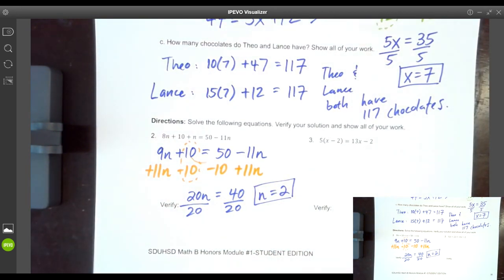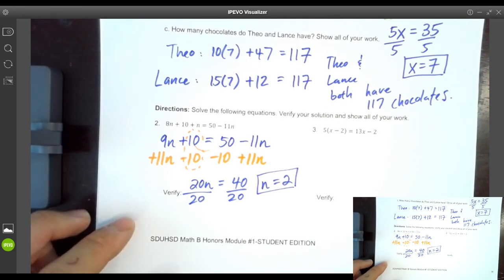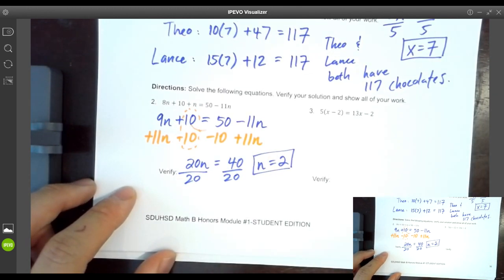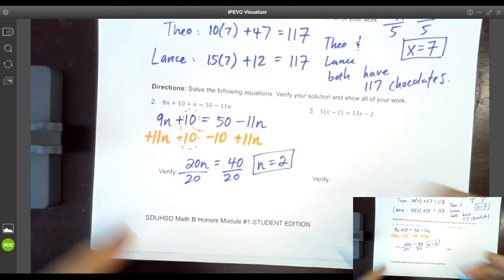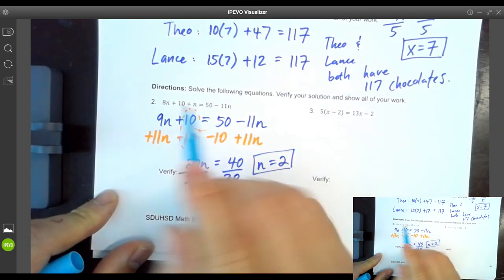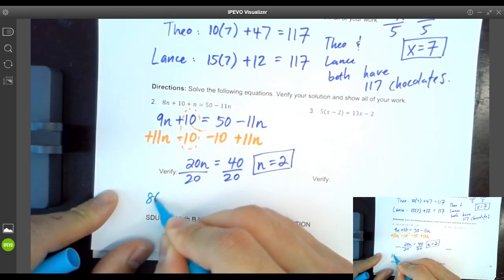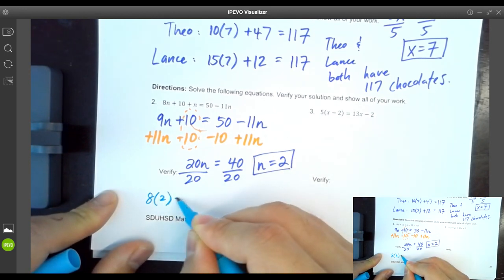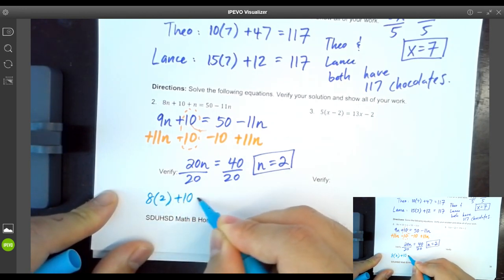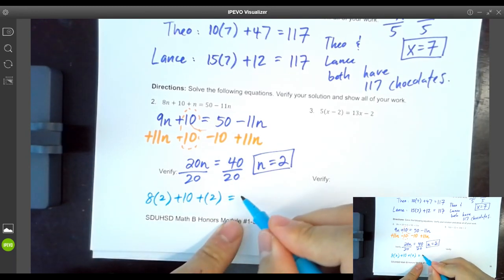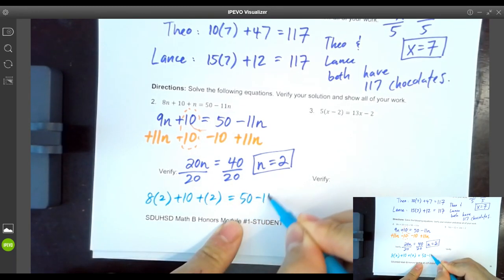Now let's make sure our answer is correct. Okay. Now this is a little bit of extra work, but it's going to be worth it because you want to make sure that your answer is correct. So I'm going to plug in 2 for every variable I see in the original, and I want to make sure that it's a true statement, that the left side is equal to the right side, basically.